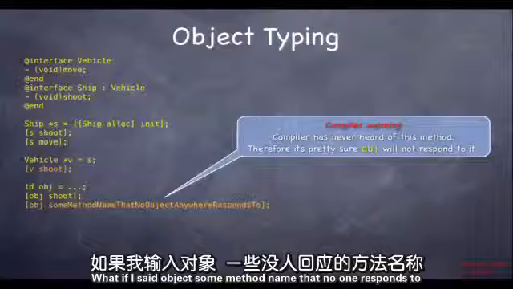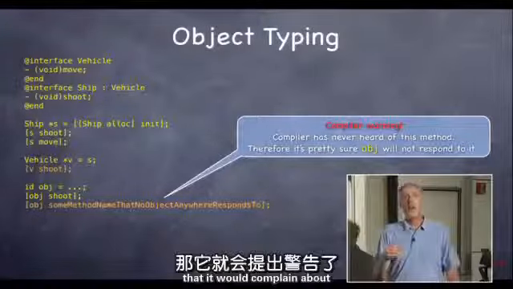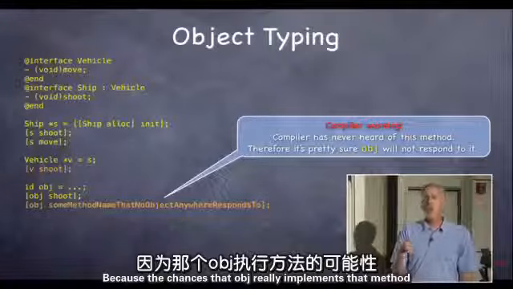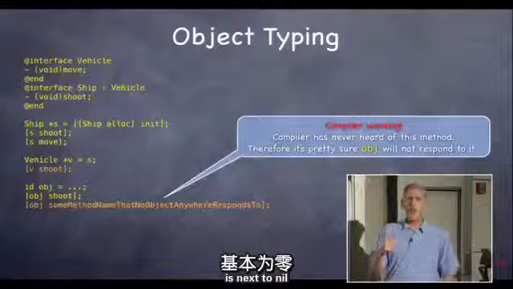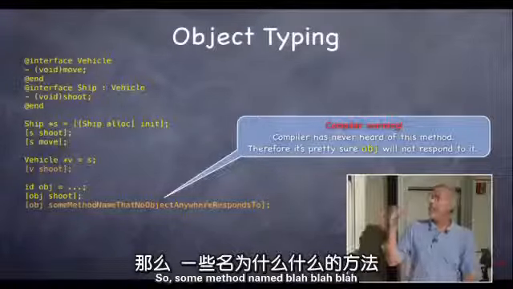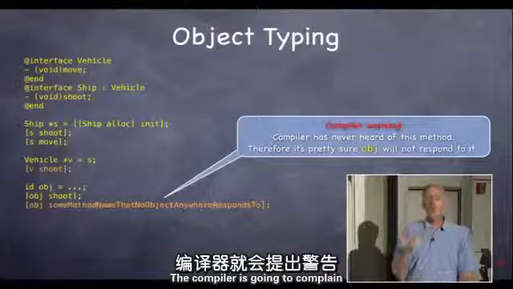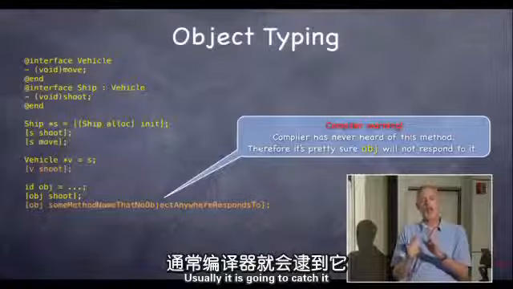What if I said object, some method name that no one responds to? Some random garbage. That it would complain about, because the chances that obj really implements that method is next to nil. No pun intended. So some method name blah blah blah, the compiler is going to complain, which is good. So if you type a syntax error or you mistype a method, usually it's going to catch it, which is nice.